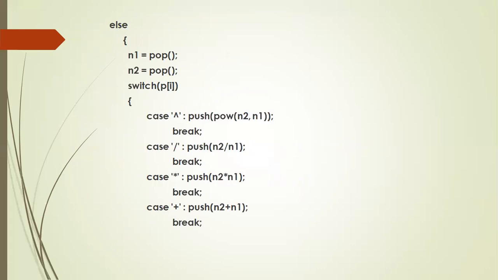Otherwise, the symbol is an operator. For an operator, what you have to do? You call the pop function twice. The first time you call it, the result is stored in n1.